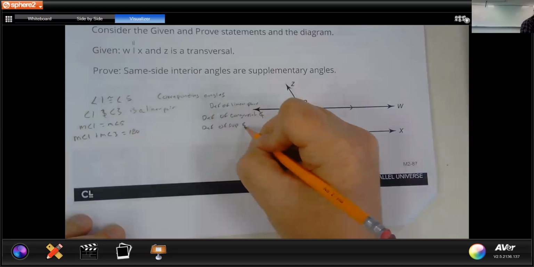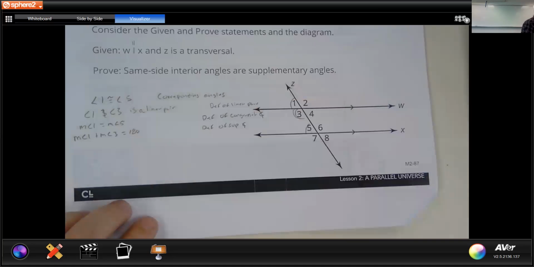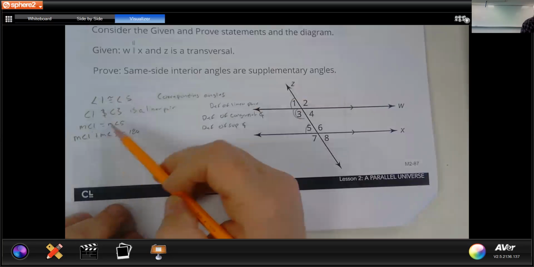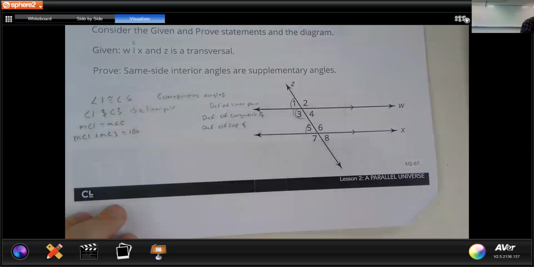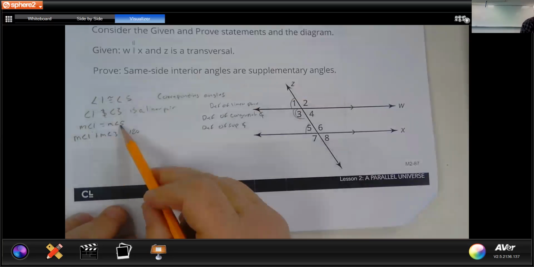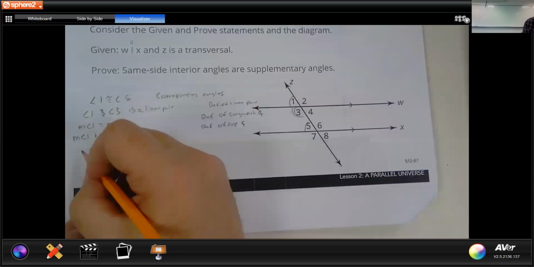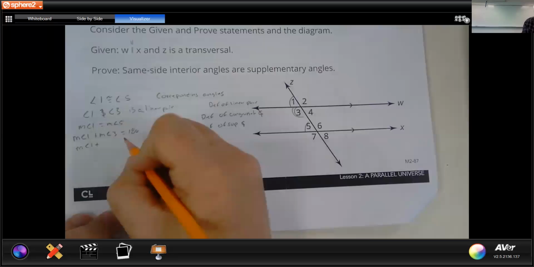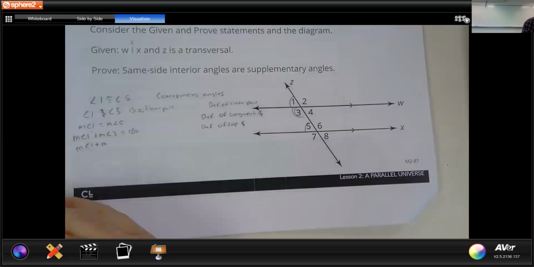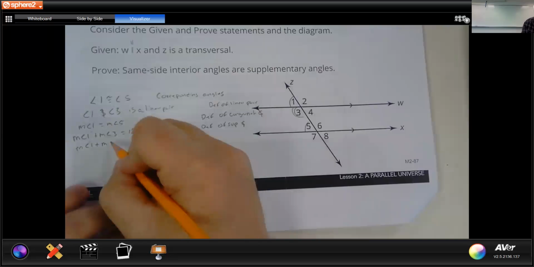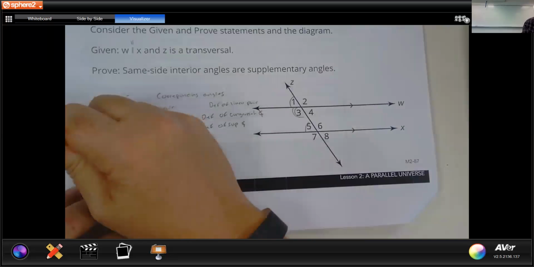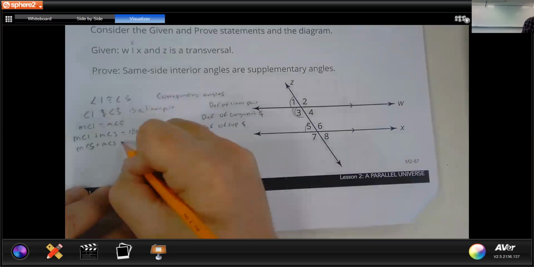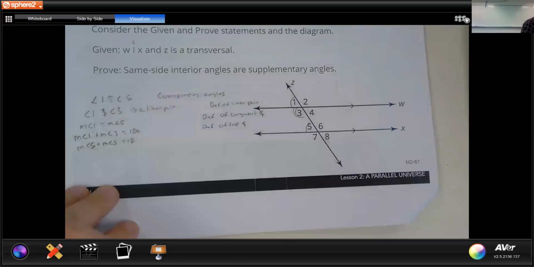And I'm just going to shorthand it and abbreviate it for you. So since the measures of 1 and 5 are the same, I'm going to go ahead and substitute the measure of angle 5 for the measure of angle 1 and say this: the measure of angle 5 plus the measure of angle 3 equals 180. What did I just do here? I just substituted.